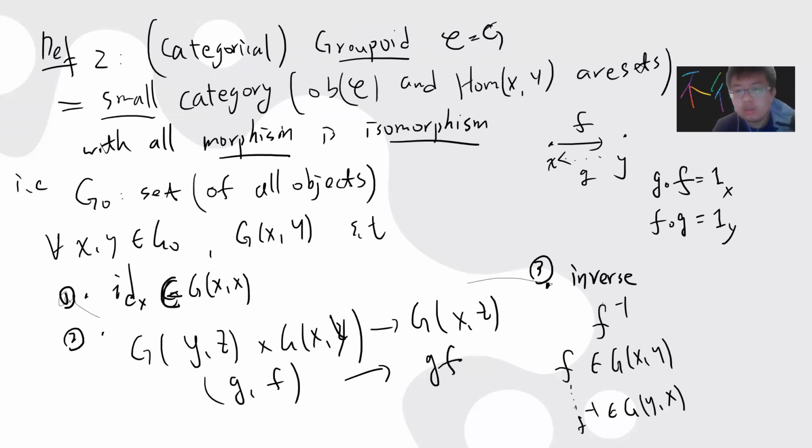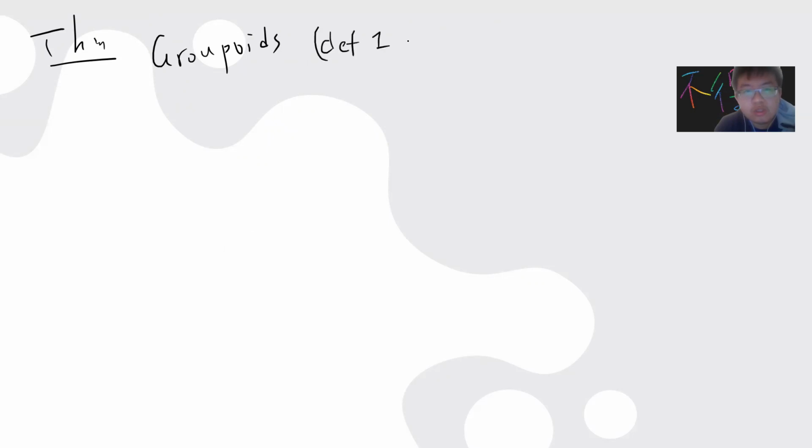Okay, so now let's explain why this groupoid category is the same as the algebraic groupoid. So the theorem, which is our main theorem, is that the groupoid of definition 1 and definition 2 are equivalent.